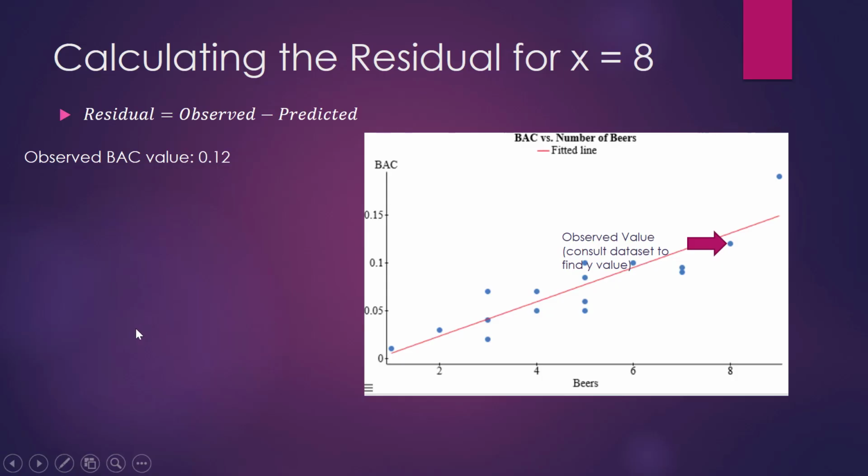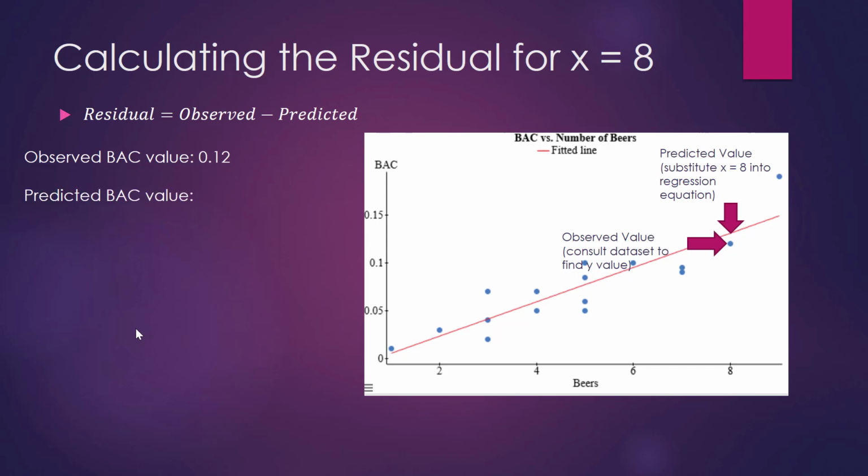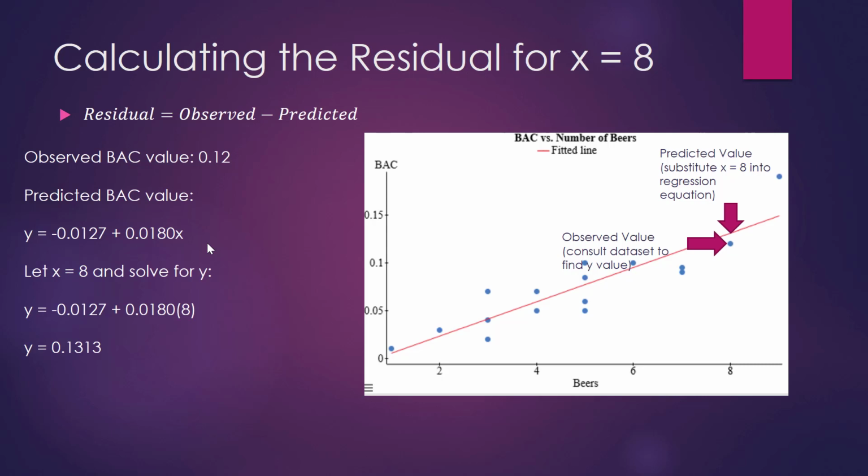So our observed blood alcohol content value is 0.12, and again we got that just from looking at our data set. Now we need to find our predicted blood alcohol content value, which is represented by this red line here. To do that, we need to substitute x equals 8 into the regression equation. So here's our regression equation that we found using StatCrunch. We put in 8 in place of x, and we evaluate it. Putting that into a calculator, we have a predicted blood alcohol content of 0.1313.